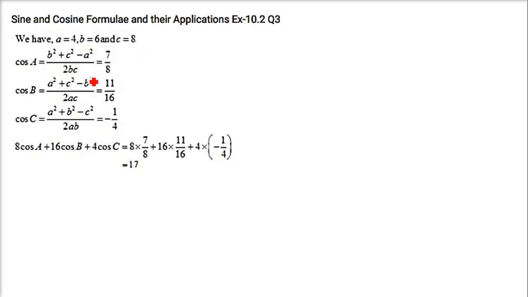Now here we have 8 cos A plus 16 cos B plus 4 cos C. Since sides are given, a equal to 4, b equal to 6 and c equal to 8. Here we have to find out the value of this one. So what you have to do, you just have to find out the cos A, cos B, cos C value, and these are the formulas you know very well. So just put the values and put cos A, cos B, cos C here, you will get 17.